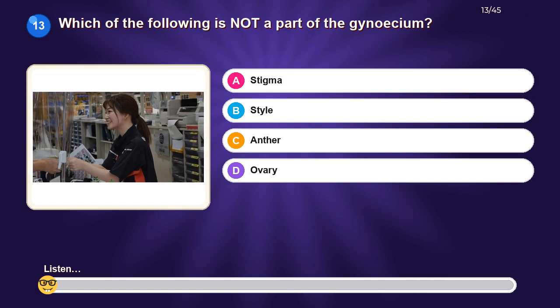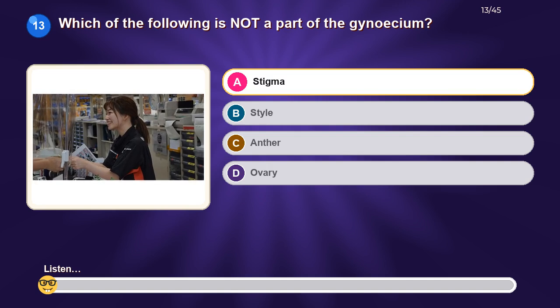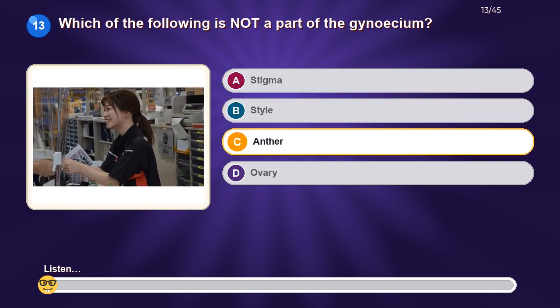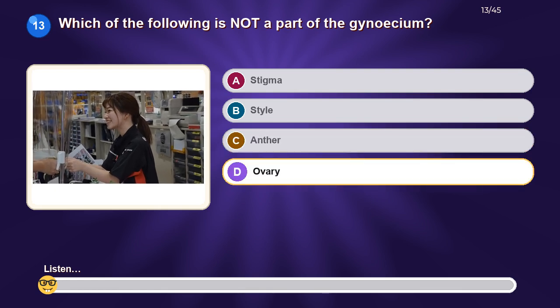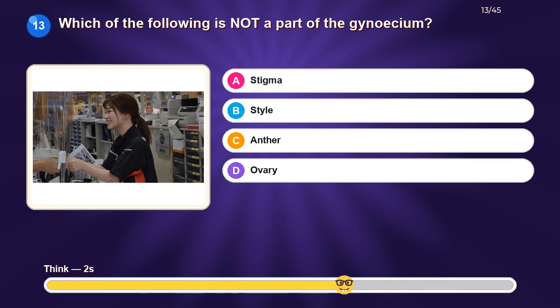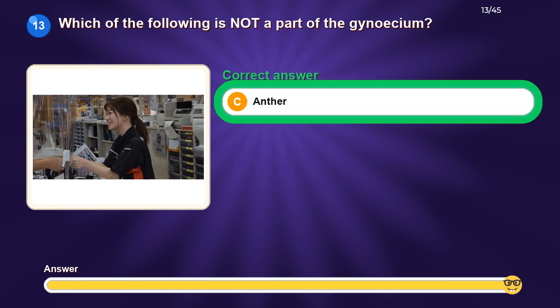Which of the following is not a part of the gynoecium? Option A, stigma. Option B, style. Option C, anther. Option D, ovary. The correct answer is anther.